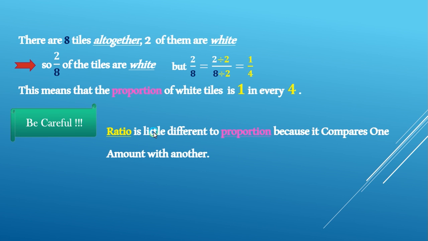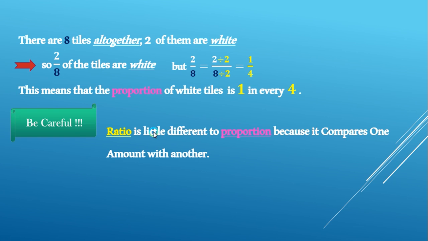A ratio is a little different from a proportion, because sometimes you find a question about ratio and sometimes a question about proportion. But these two vocabulary words are different. Why? Because a ratio compares two amounts, one amount to another. Not like a proportion, which compares one amount to the whole. So the proportion compares one amount to the whole, to the total.